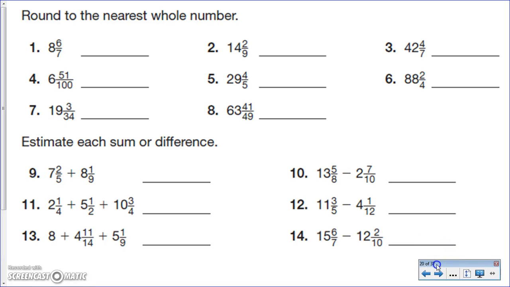Round to the nearest whole number. So for number 1, we have 8 and 6/7. 6/7 is greater than 1/2, so we're going to round up to 9. For number 2, we have 14 and 2/9. 2/9 is less than 1/2, so we're going to round down to 14. For 3, we have 42 and 4/7. 4/7 is greater than 1/2, so we're going to round up to 43.